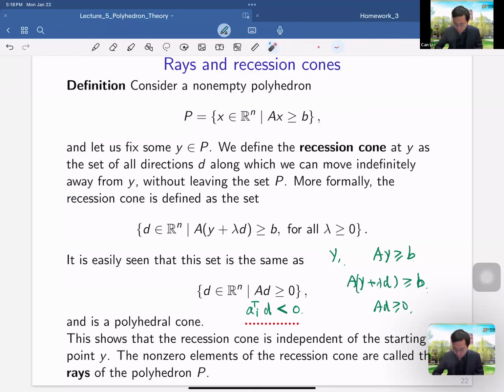Okay, so that's why we must have this constraint satisfied. This also shows that the recession cone is independent of the starting point y, because if you look at this expression here, it is independent of the starting point y. Okay. And the non-zero elements of the recession cone are called the rays of a polyhedral cone. Okay. Any questions here?